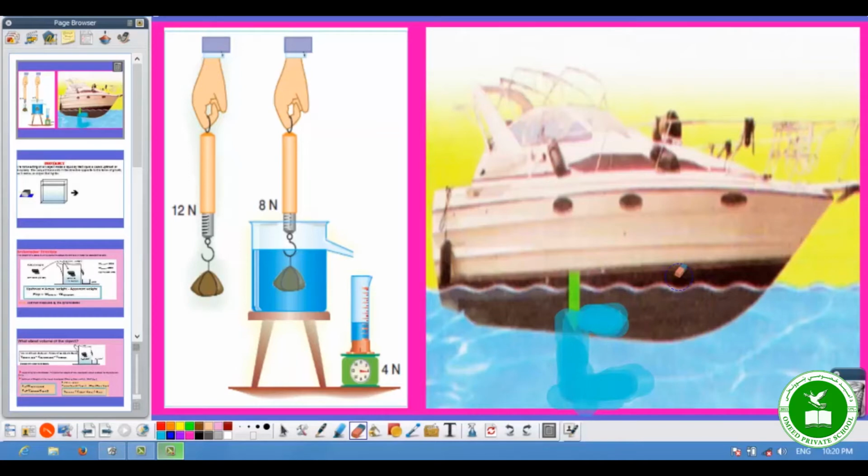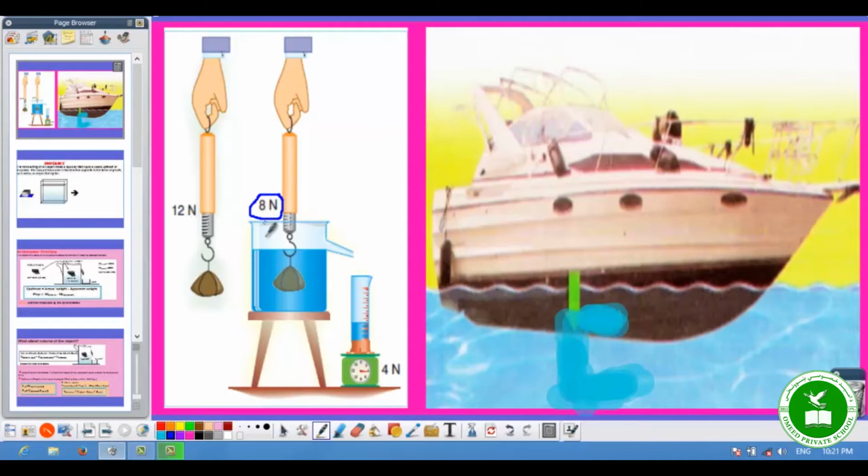Before starting the chapter I want to explain these two figures just as a warm-up. On the left side you see one object attached to a spring balance, and the spring balance shows the weight of this object as 12 Newton. If we place this object inside the liquid, the spring balance shows a different weight. Now it is 8, previously it was 12.